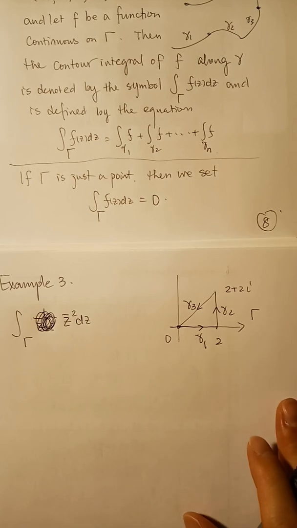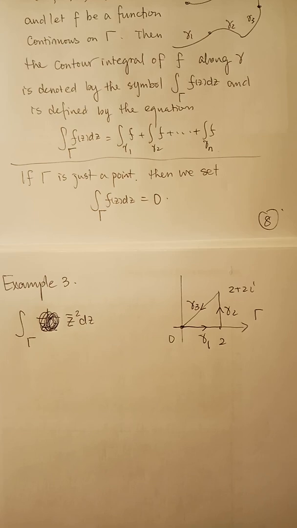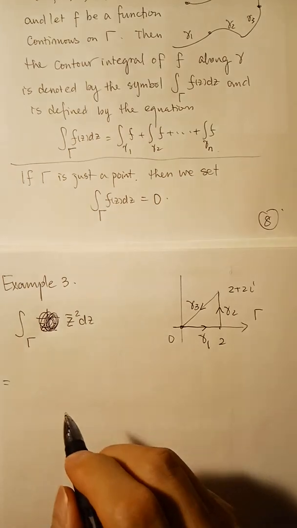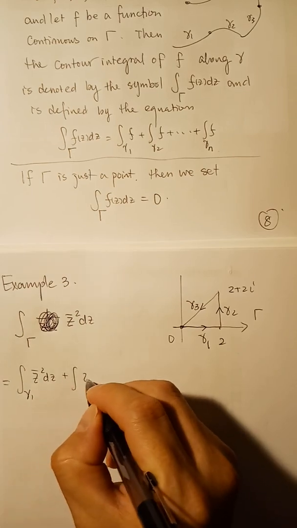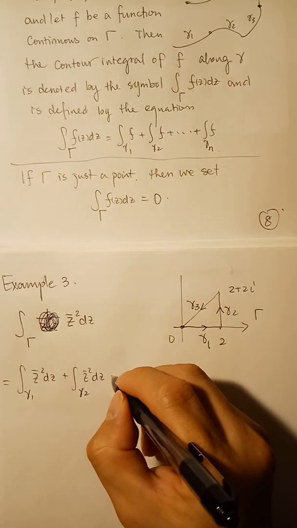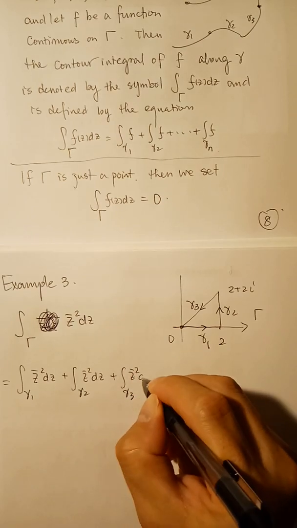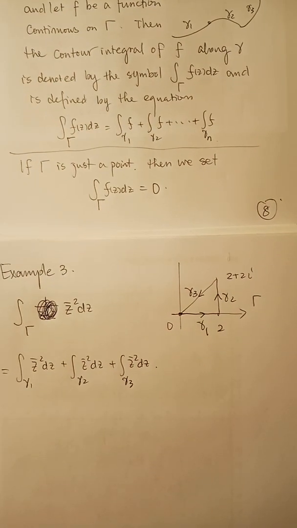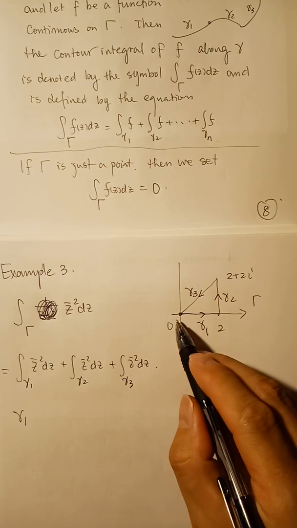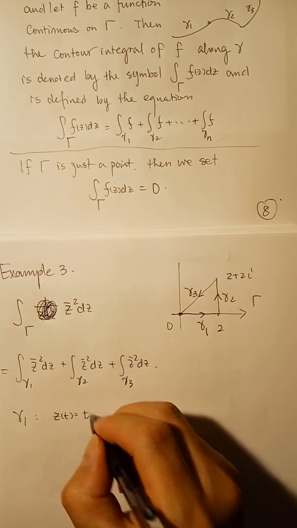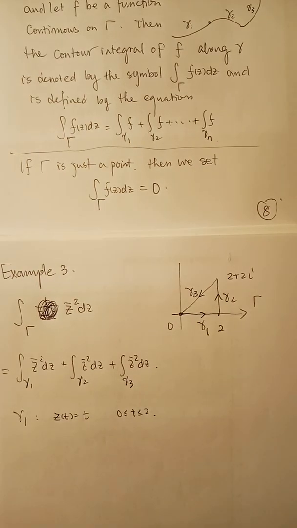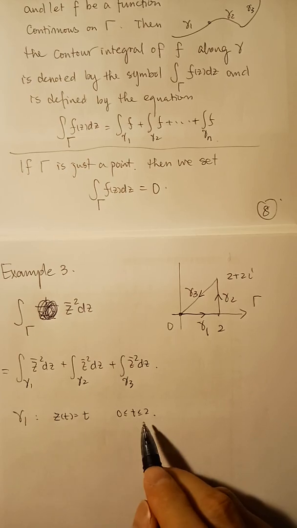We only assume it's a continuous function. We never assume it's an analytic function, so we can use z bar. It's not a problem. First of all, you write this integral as z bar squared dz over gamma 1, plus over gamma 2, plus over gamma 3. We are going to compute part by part. Gamma 1 is from 0 to 2, so z of t is just t, where t is between 0 and 2.